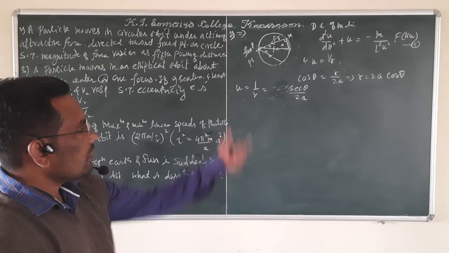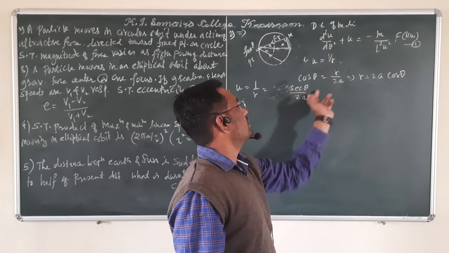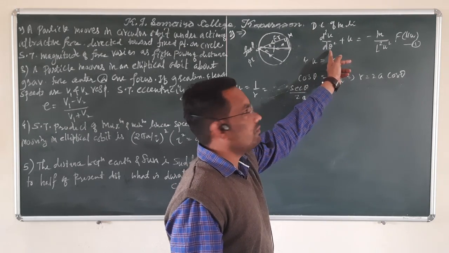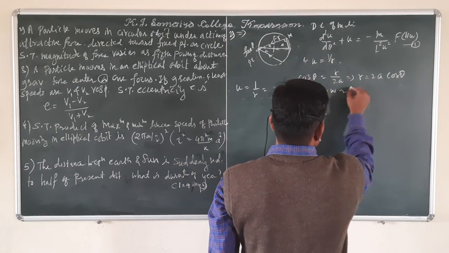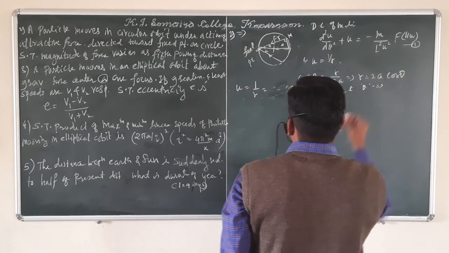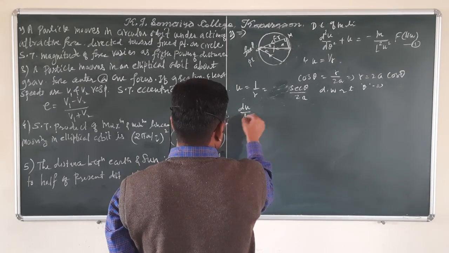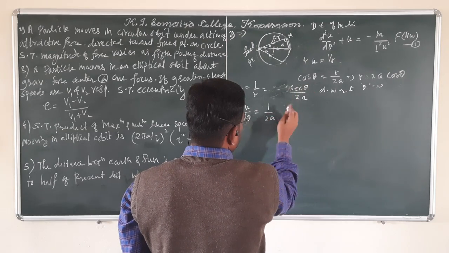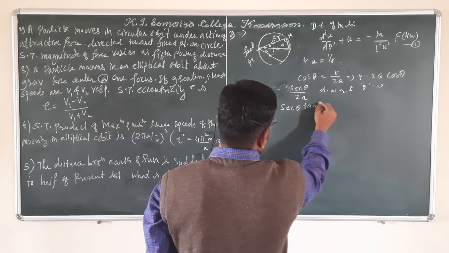Now we have to put this in equation 1. So for putting this in equation 1, we have to differentiate this with respect to θ first. Now differentiating with respect to θ, what is the first order derivative? du/dθ is equal to, so 1 upon 2a is constant, the derivative of sec θ is sec θ tan θ.